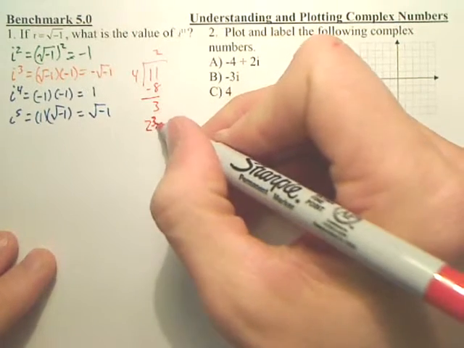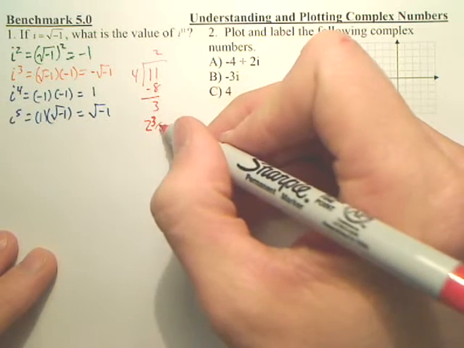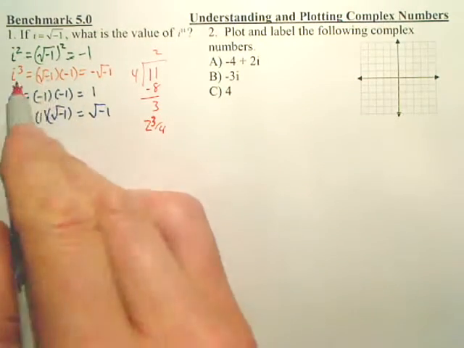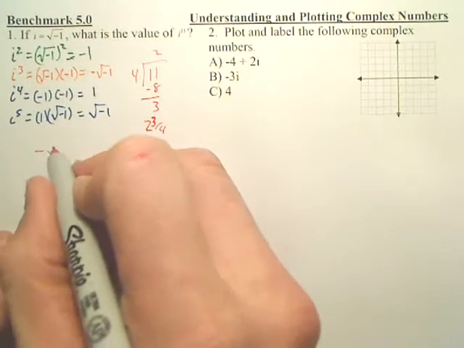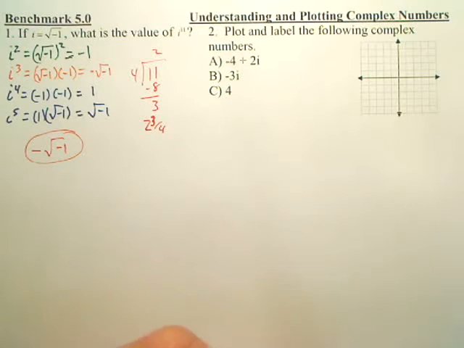Do you understand that remainder of 3 means you went through it twice? Doesn't that mean it's now on the third cycle? Correct. Which means it's i to the third, which is negative square root of negative 1, your answer. Ooh.